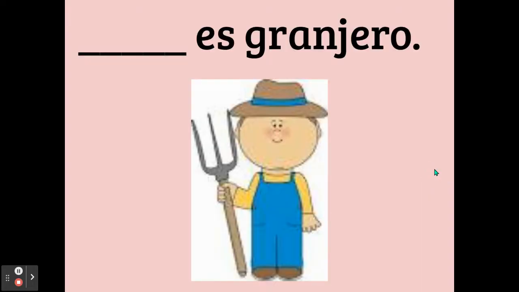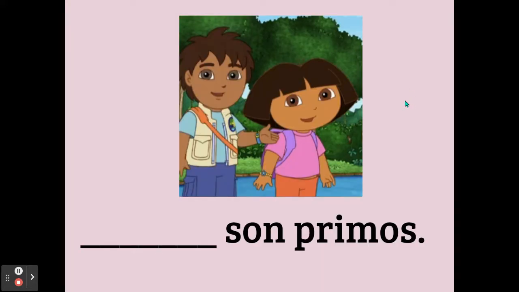All right, so now this time you're going to figure out which subject pronoun goes on the line. So it's kind of a reverse. You have ace. So when you look at this person and you're talking about him, you would use él. Él es granjero. He is a farmer. So on the next slides, you need to figure out which subject pronoun would go on the line. So you see 2 people there. Son primos. So which of those subject pronouns would fill in the blank?